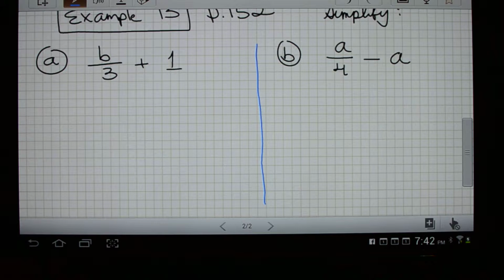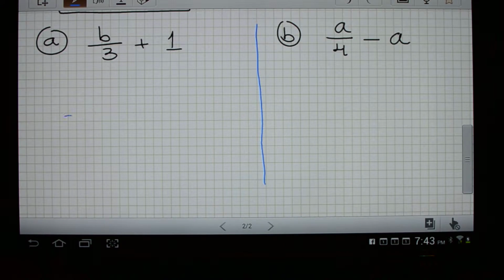This is a little bit more difficult because we're adding a number to a fraction. Adding just a regular number to a fraction can be a little bit difficult. What I would suggest students do first is rewrite it like this. Whatever this number is right here, it happens to be 1 in this case, you just write that number and write it over 1. In this case, it is 1 over 1.